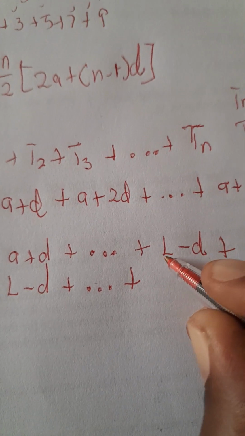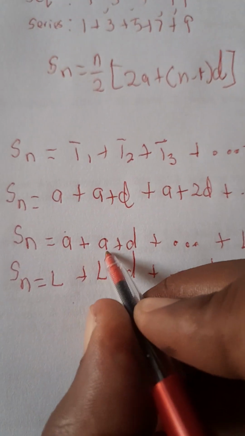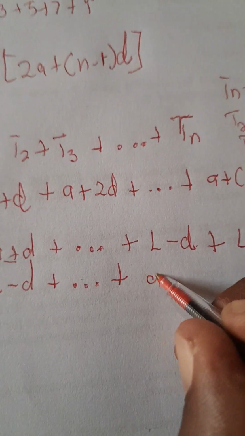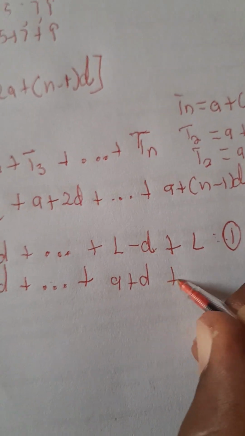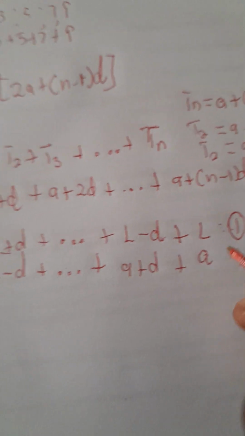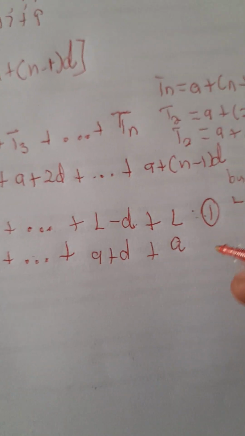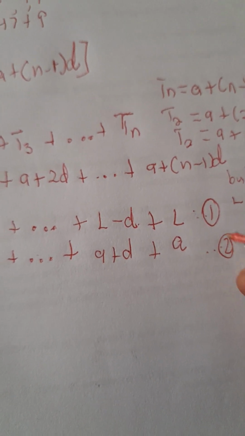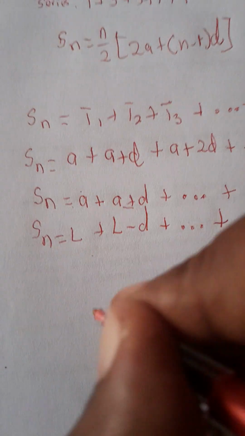Where there is L minus d, it will be replaced by a plus d. So we are going to have a plus d, as well as L will be replaced by a. So remember, I told you it's a reverse order so that we get equation 2. So in this case, this is equation 2. Oh, we are not done.